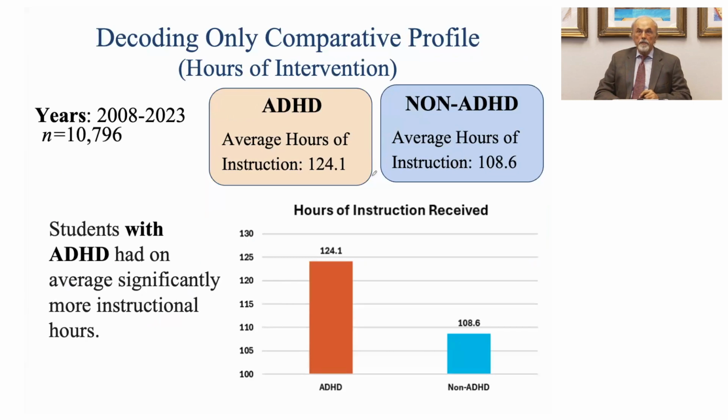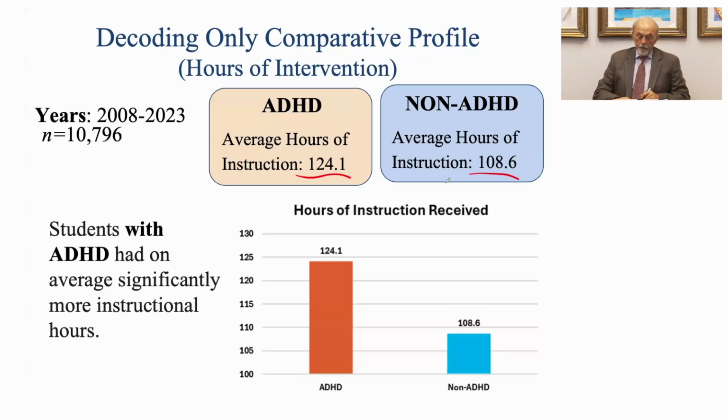Instructionally, what happens? There's the breakout. We were able to provide for these kids, seeing a profile that they had of ADHD, in addition to their learning issues. They wound up getting, intensively speaking, 124 hours of instruction versus 108. Students with ADHD had, on average, significantly more instructional hours. What would we hypothesize for the rationale behind that?